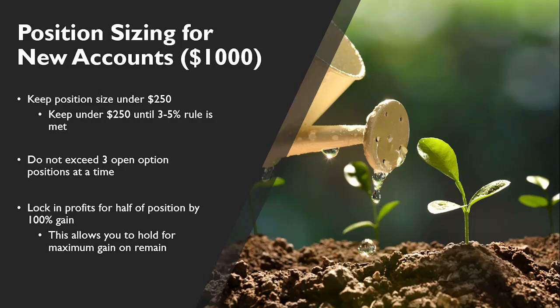And once you're at that 3 to 5%, you have to be wrong if you're doing 3% 33 times. You're not going to be wrong 33 times in a row and lose all your money. It's all about minimizing risk and maximizing rewards.